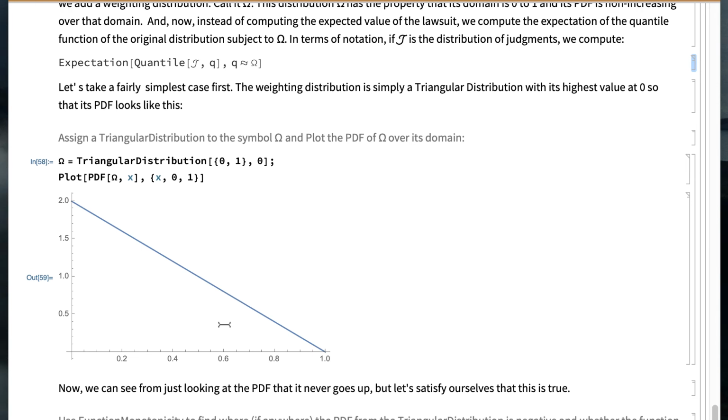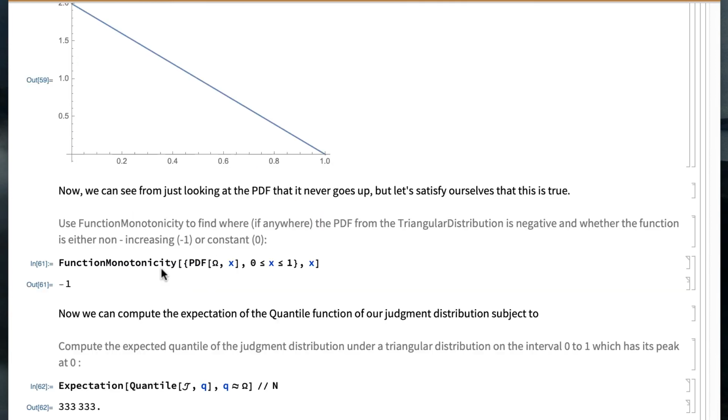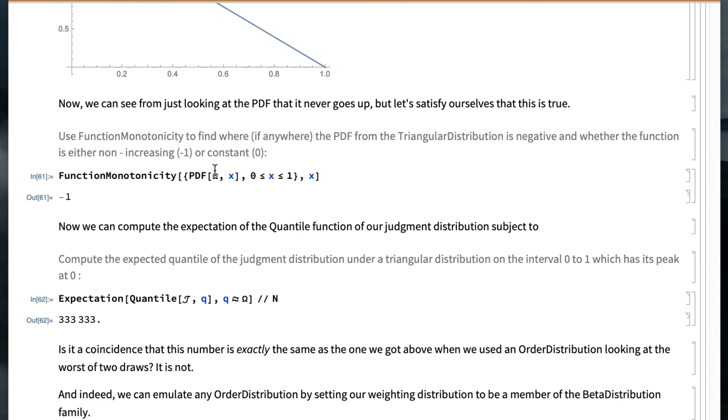Supposing our weighting distribution is just a triangular distribution and its PDF looks like this, and we can see, hey, that looks pretty good. Its domain is 0 to 1. It's non-increasing. If we had any doubts as to whether it was non-increasing, we could run function monotonicity over it, a function I think I've shown you before. The fact that it gets -1 means that it's going down all the time.